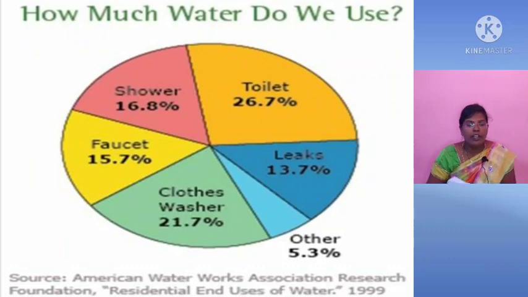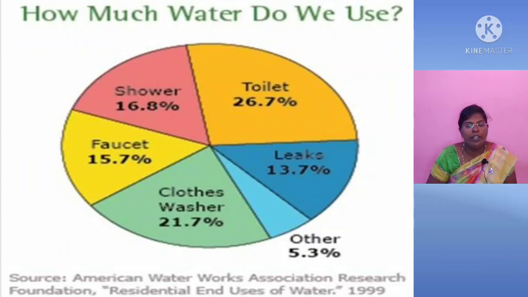There are 6 parts. The highest part is toilet; for toilets, the water percentage is 26.7%. The next part is clothes washers. For clothes washing, we are using the next highest water percentage, that is 21.7%. The third part is shower. For shower, we are using 16.8%.